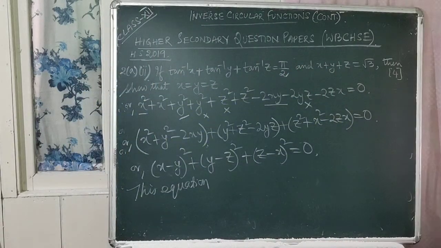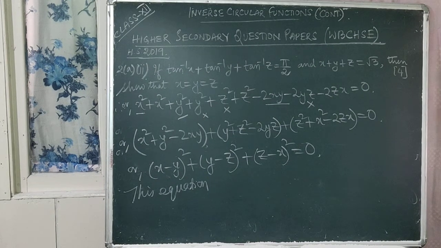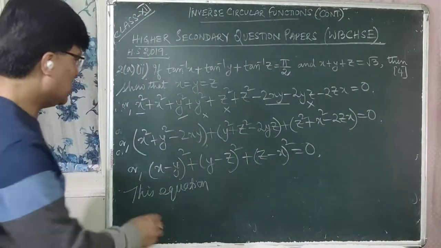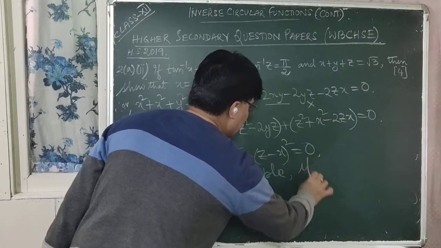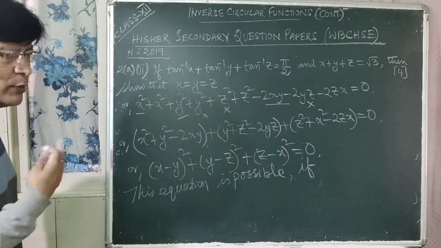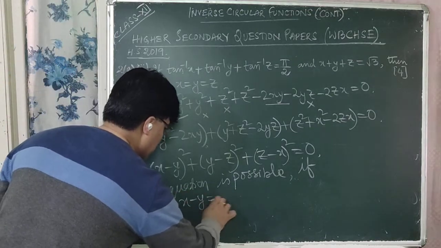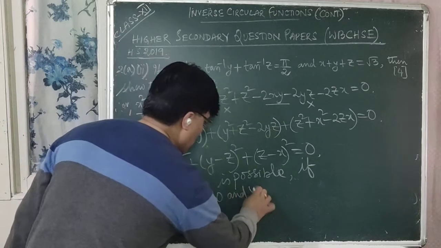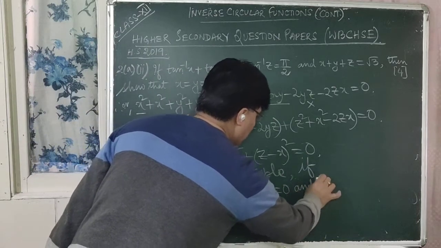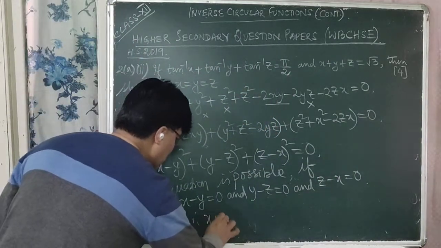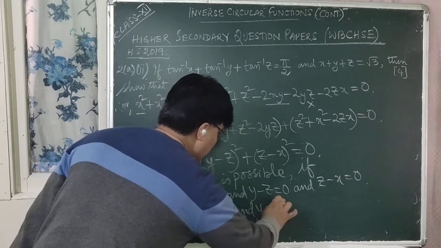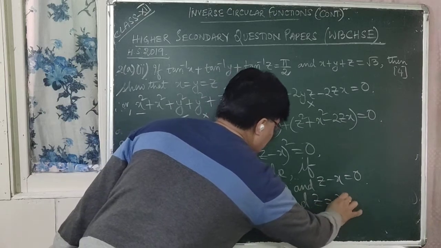So this equation is possible only if individual values within whole square will be equal to 0. That is, x minus y is equal to 0 and y minus z is equal to 0 and z minus x is equal to 0. Is that clear now? So therefore, this is x is equal to y and this is y is equal to z and this z is equal to x.